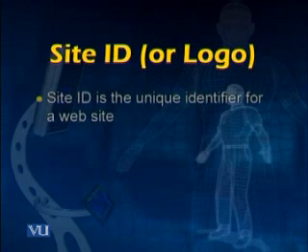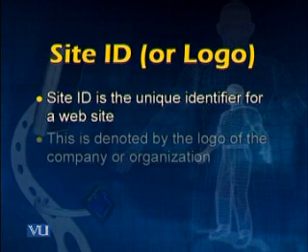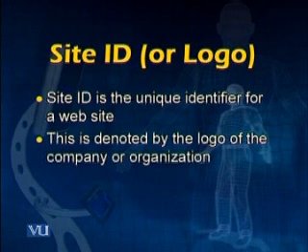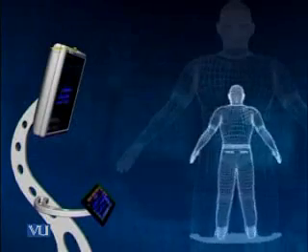Now the site ID is the unique identifier for a website or web application. And usually this is denoted by the logo of the company or organization. तो हर कंपनी और हर इदारे का एक लोगो होता है. So in order to make things more consistent and more uniform, the general convention is to use the logo as the site ID. तो अगर यूजर ये पहचानना चाहे कि वो किस साइट के ऊपर है, तो उसके लिए आईडी होना चाहिए और नॉर्मली ये एक लोगो की सूरत में पाया जाता है.